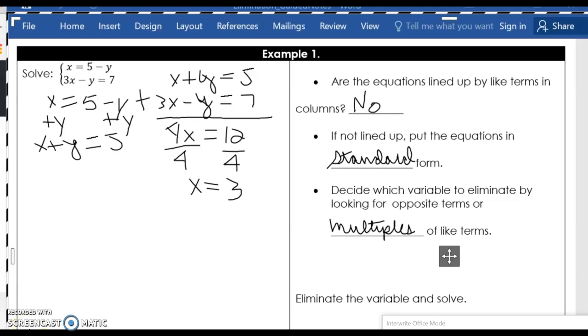From here, it's just like solving by substitution. We substitute the x back into one of the two equations, and it doesn't matter which one. In our case, the first one is going to be easier. So I plugged 3 in for x in our first equation to get 3 plus y equals 5. And then by subtracting 3 from both sides, we find that y equals 2. Don't forget, write your solution as an ordered pair.